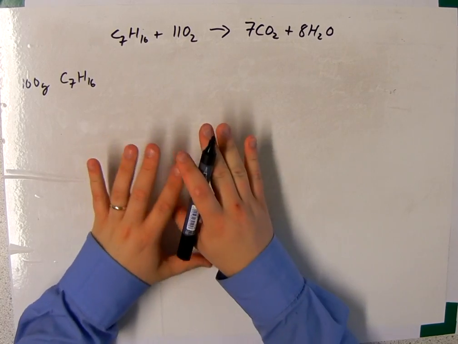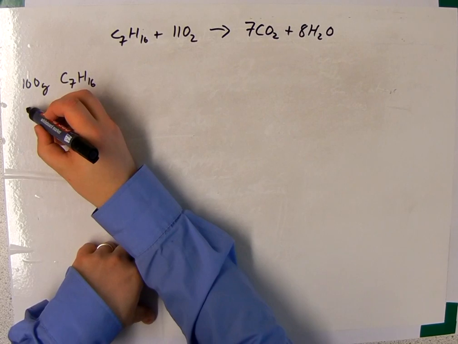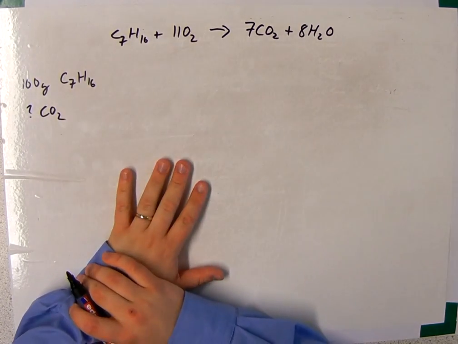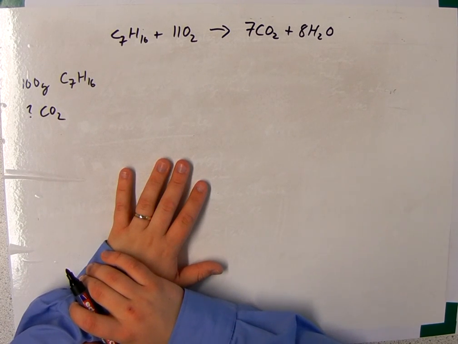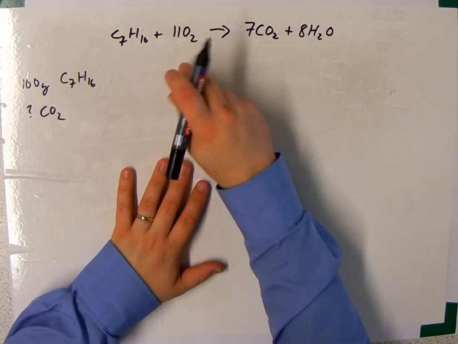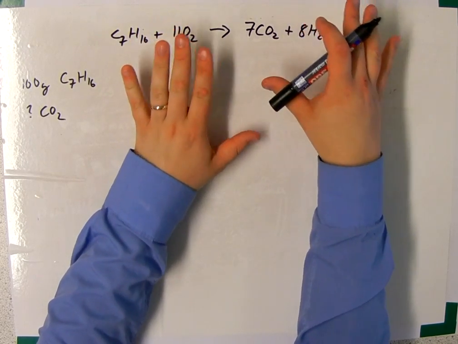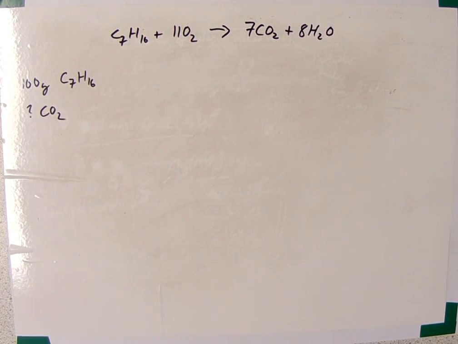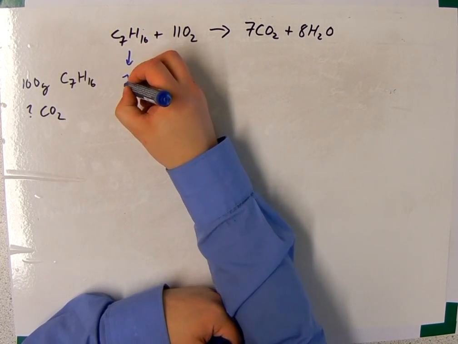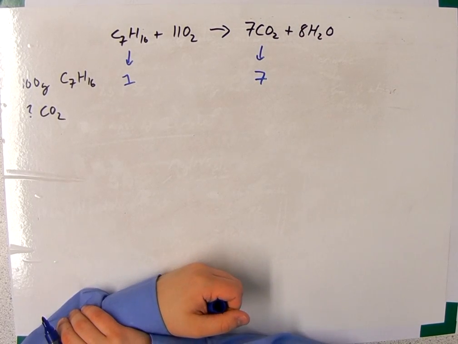Well, first of all, we have to work out what we can ignore. We want to know carbon dioxide, don't we? That's the question. We know this one. We know our heptane. We don't need to know about our oxygen and our water. We can ignore them. They're not taking part in this calculation. So what we have then is 1 of heptane gives us 7 of carbon dioxide.